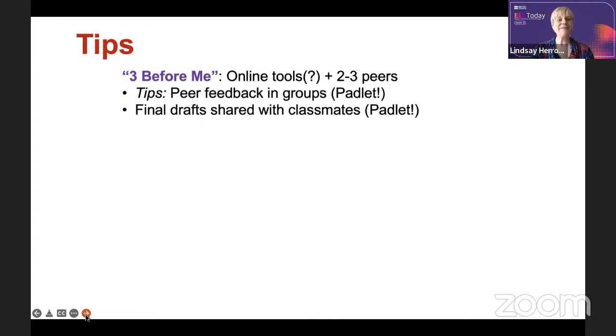I really recommend doing peer feedback in groups. Especially Padlet is a really good tool for this. And don't forget to share the final drafts with classmates. And again, if your learning management system is pretty shaky like mine is, Padlet's another great way to do that.